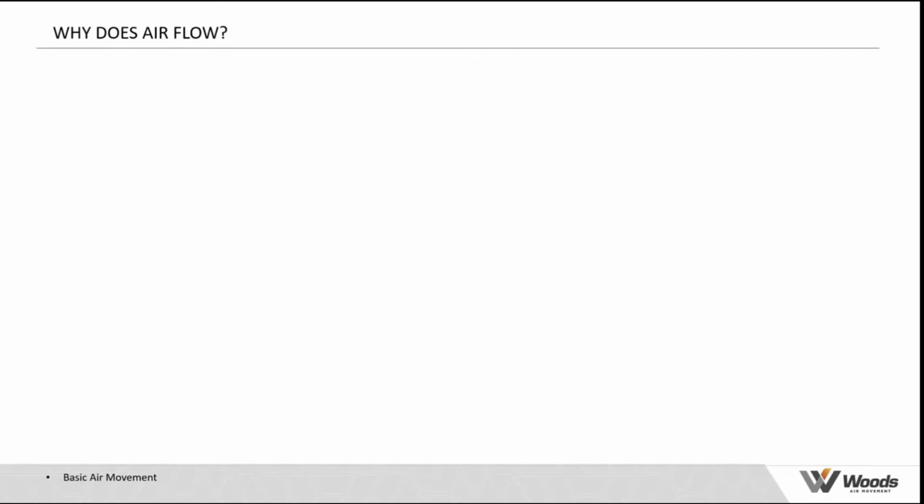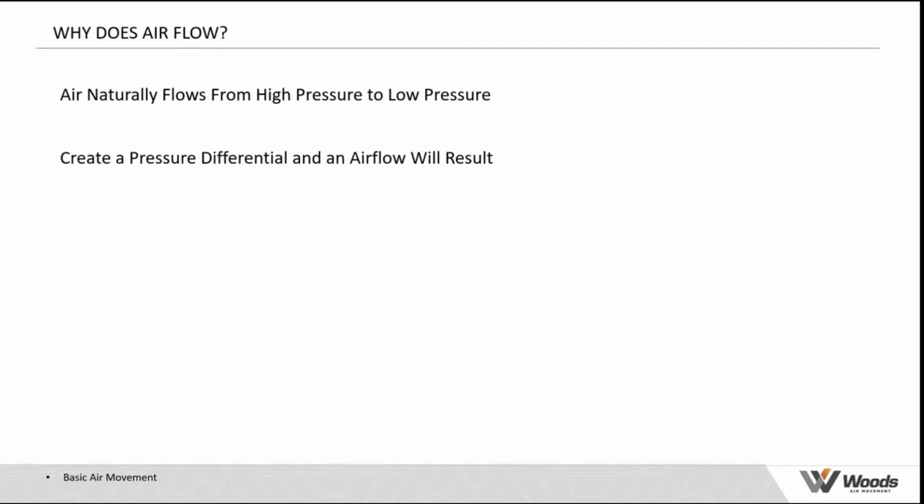So, why does air flow? Like any fluid, air will naturally move from a high pressure area to a low pressure area. So if we create a differential pressure, we will get an airflow. And our fan creates a differential pressure, causing air movement. And how do we do that?